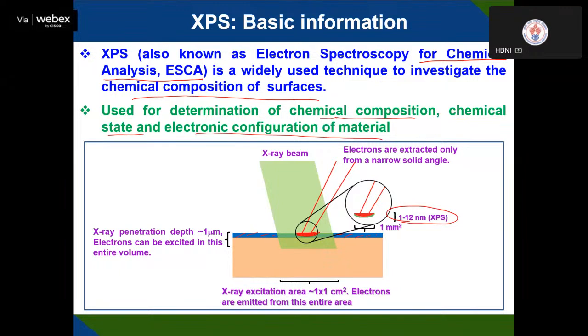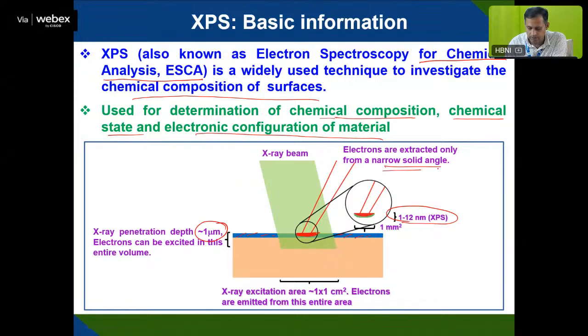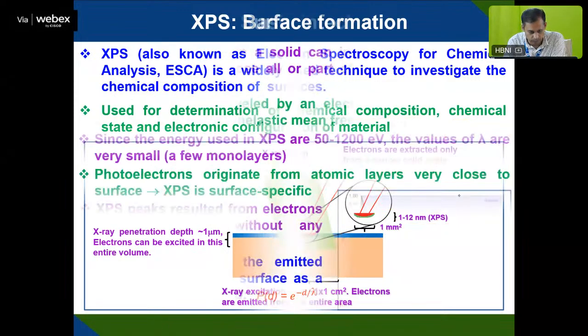So 1 to 12 nanometer at the top surface, that is all we are looking at. We have an X-ray beam falling on the material, and the penetration depth of the X-ray is about 1 micron. But we are only dealing with 1 to 12 nanometer on the top layer. So electrons are extracted only from the narrow solid angle that will be used for X-ray photoelectron spectroscopy.